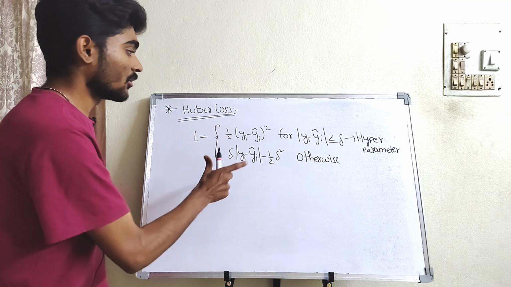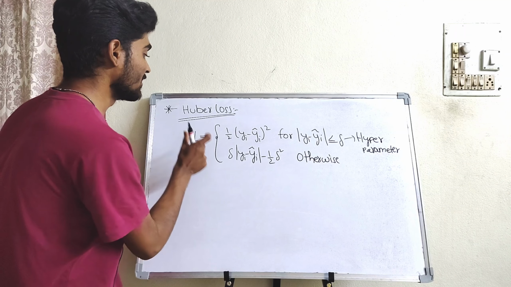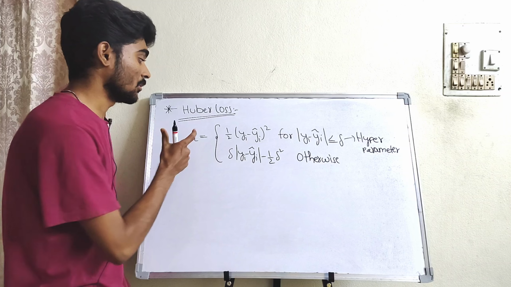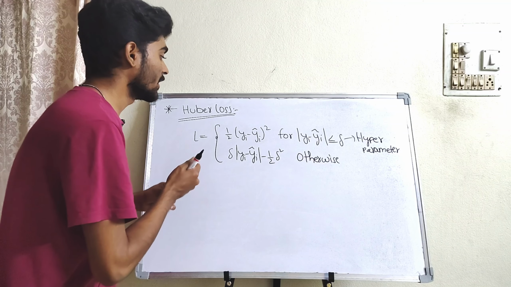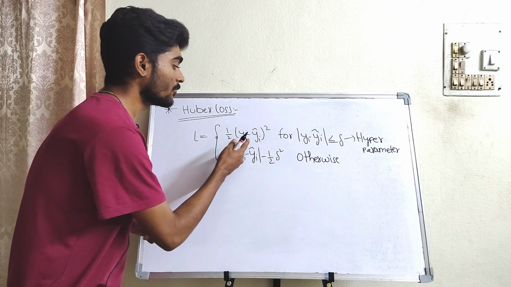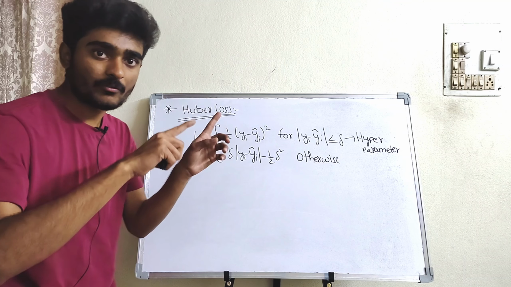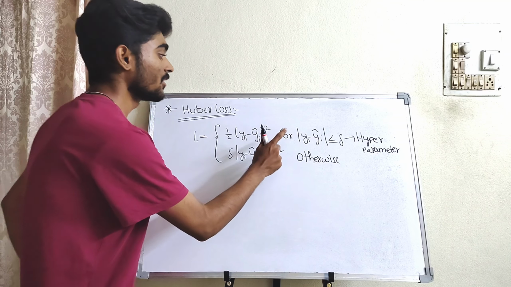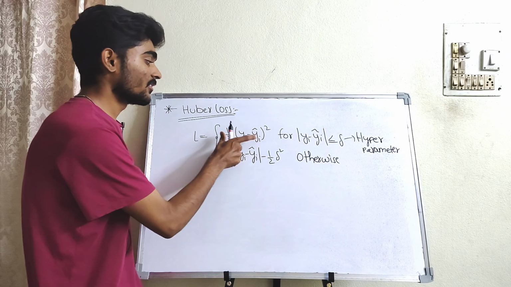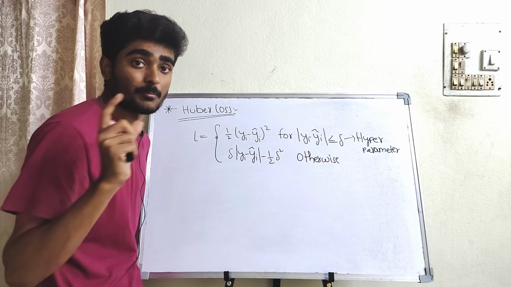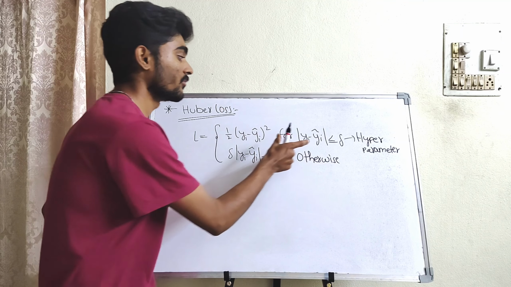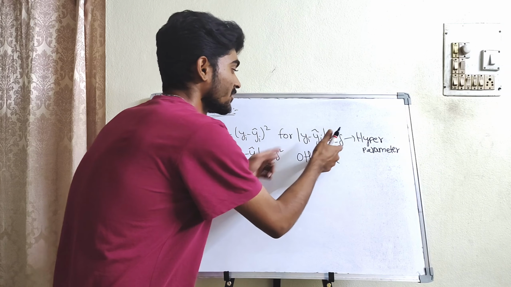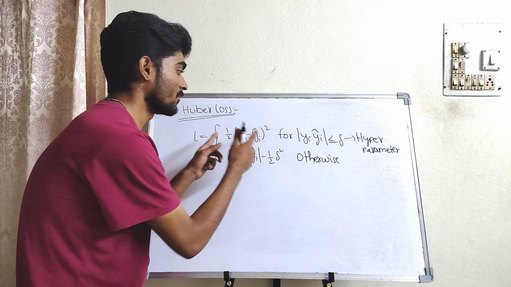Now, the loss function is L equal to 1 by 2 (yi minus yi hat) whole square. That is, 1 by 2 (yi minus yi hat) whole square is used when it behaves as MSE loss, when this condition is satisfied.